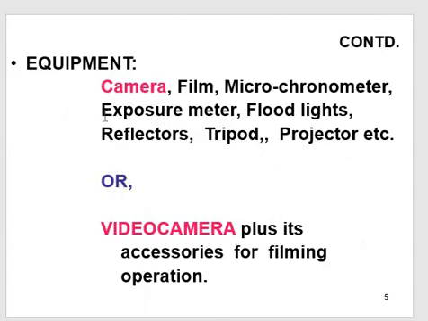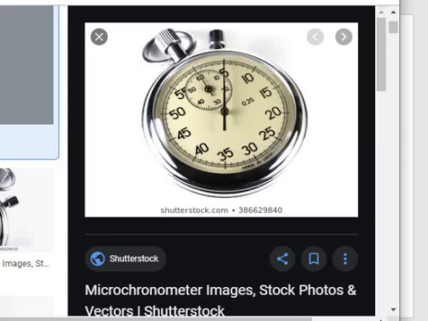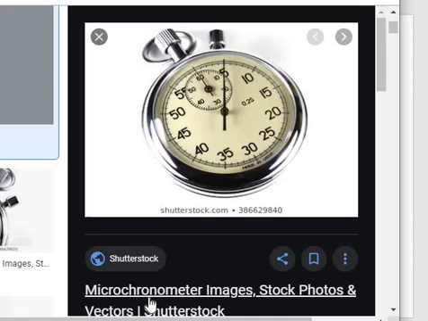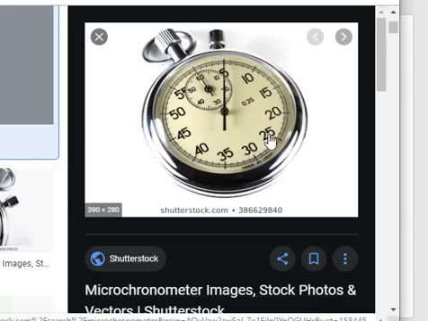So for the equipment you need a camera, a film. Nowadays we don't have a film because your camera can record digitally. Okay, so you can use your high-tech smartphones. Then the microchronometer. What is a microchronometer? It is an instrument for measuring very small intervals of time, also called a chronoscope. So here is an example of a microchronometer. Okay, so nowadays it is called a stopwatch.